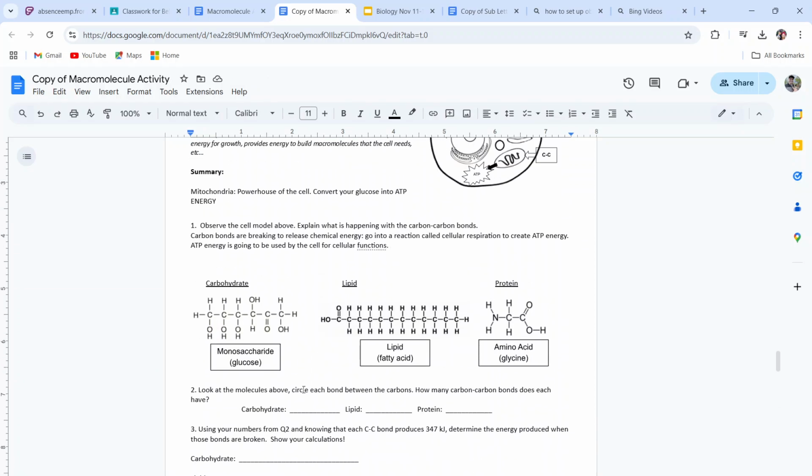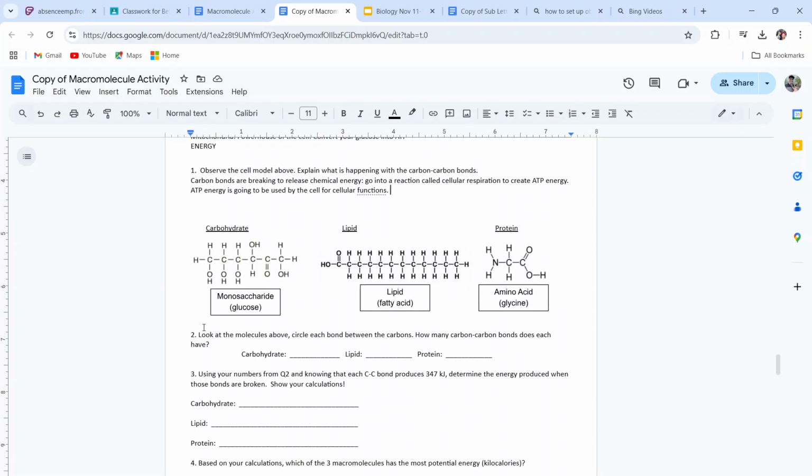Now, in our last case here, we want to look at the molecules above. We want to circle each bond between carbons, only between the carbons, and we want to count up how many there are. That's going to be this, this, this, this, and this, but not these. We are looking specifically at carbon-to-carbon bonding.